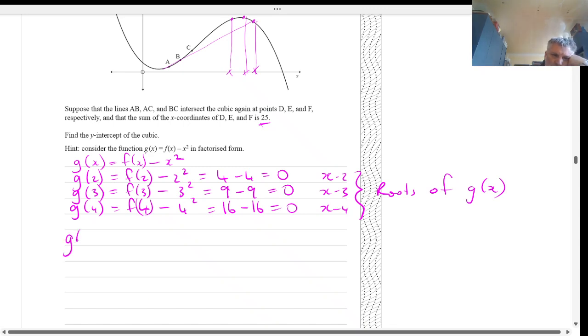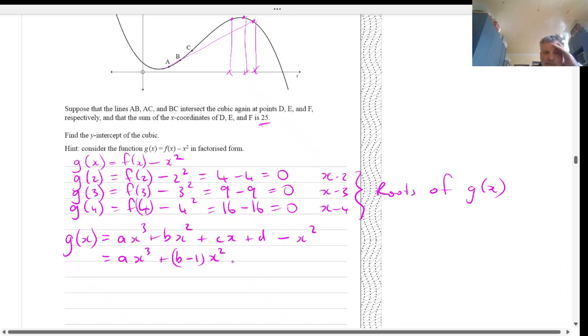And if we look a little bit more closely at g, g is f of x, which we know is this beast, take away x squared. So we can rewrite that as ax cubed plus the x squared terms we can group together as b minus 1, plus cx plus d. All that's important for now is to notice that this is a cubic. Cubics have 3 roots. We've found 3 roots.